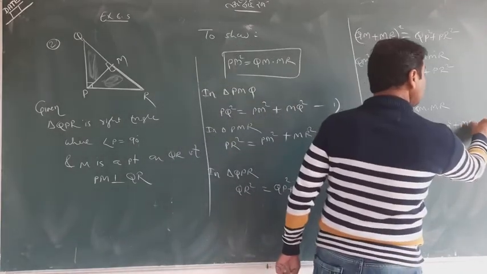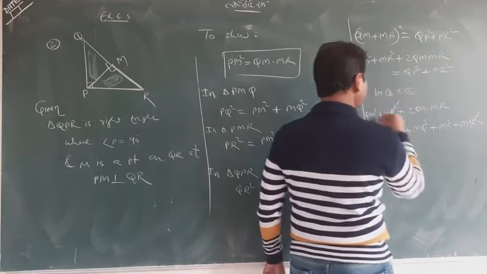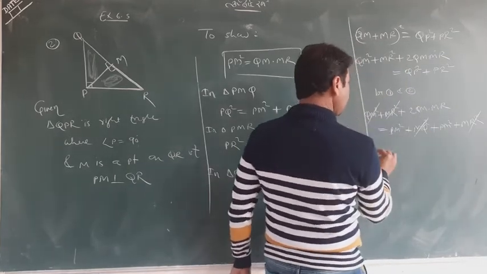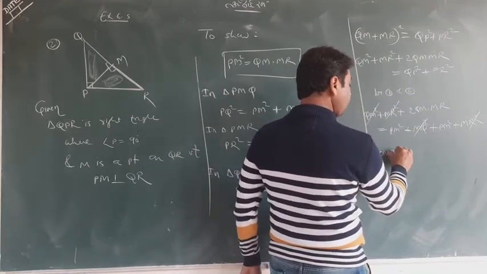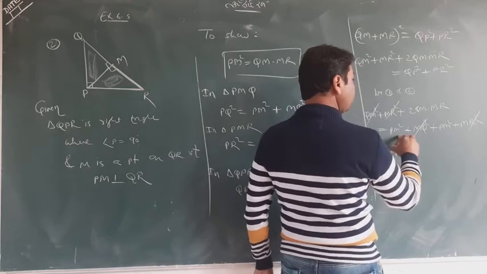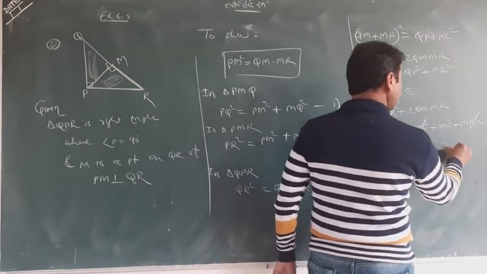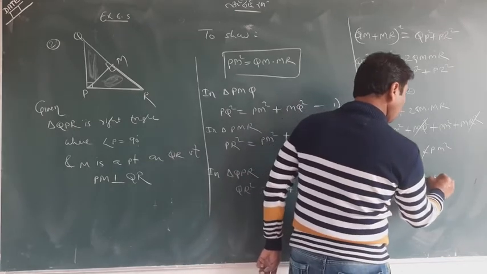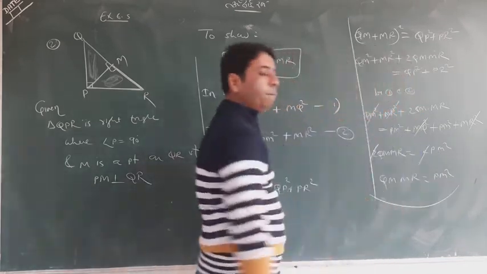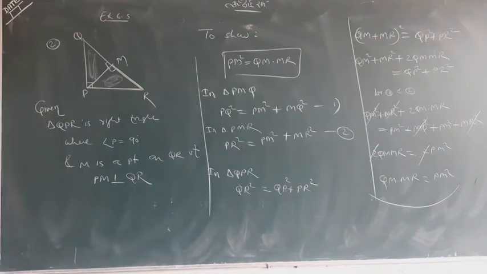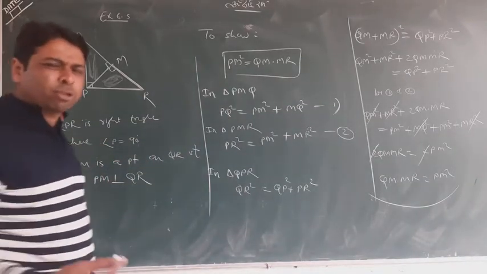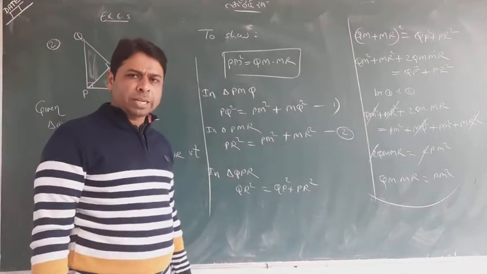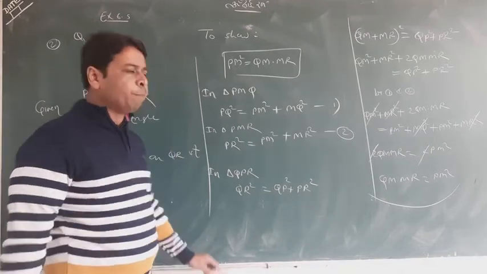Now can you see that MR square cancels, QM square cancels, and 2QM·MR equals twice PM square. 2 and 2 cancel. So QM into MR equals PM square. We have got the answer. So we have one more method. Both are actually the same. No worry, you have to think a little bit. Otherwise, the rest are okay.